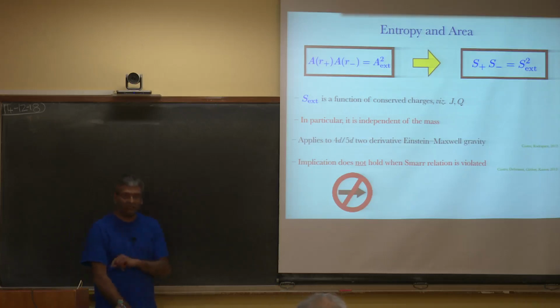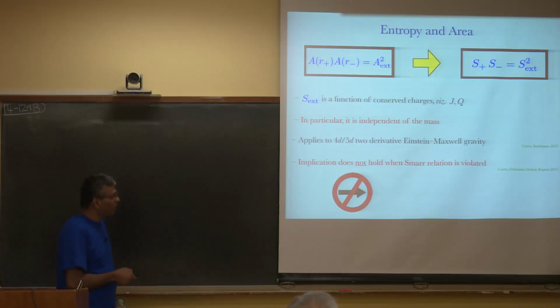It'll turn out to be negative, and this you can see immediately from this area relation. As you become more non-extremal, the area of the inner horizon becomes smaller. So you associate really that to a negative temperature at the inner horizon. So this implication of area to entropy turns out not to hold when the small relation is violated.